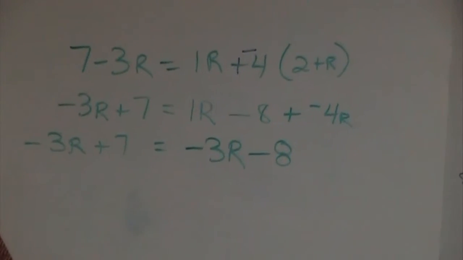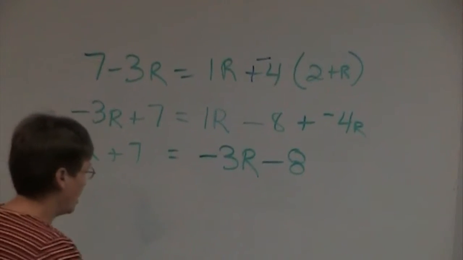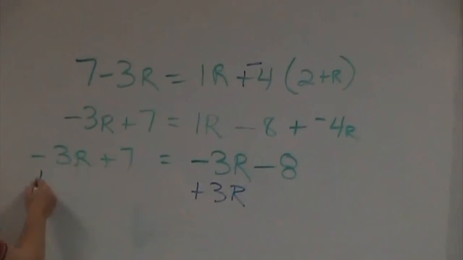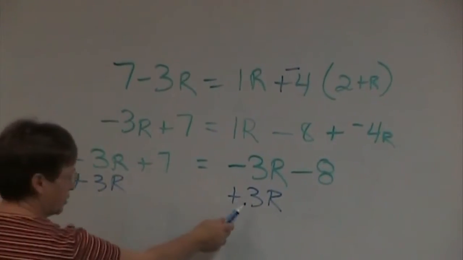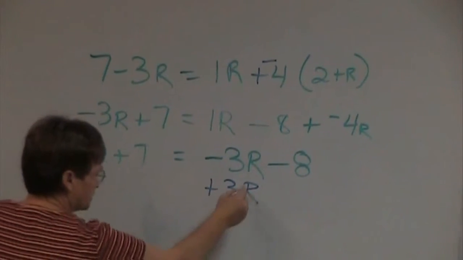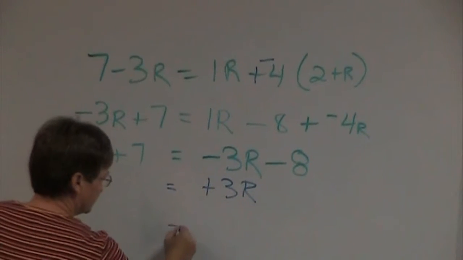Am I going to lose my letter? Watch. I am going to add 3R to this side, and I'm going to add 3R to this side. How do you know to add? Because you want to get rid of it. You do the opposite. So this is 0. What's 0 minus 8? Negative 8. This is gone.